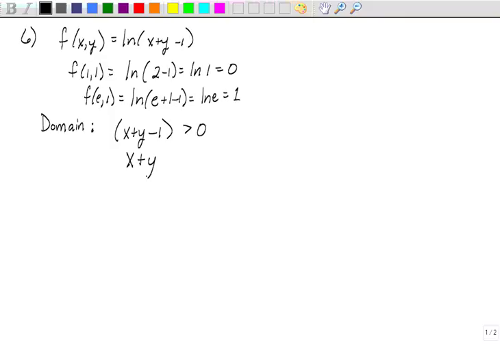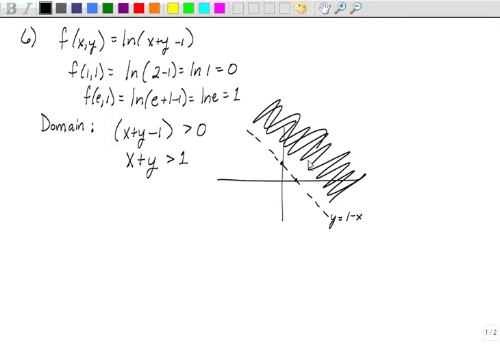So the domain is when x plus y is greater than 1. If we sketch that, that's the line y equals 1 minus x, and we get everything over here for your domain. Now your range, well, the range for ln of anything is all real numbers. So since it's ln, your range is all real numbers.